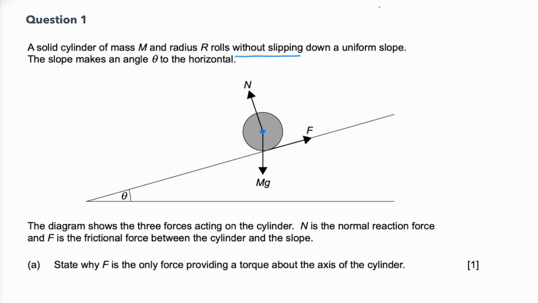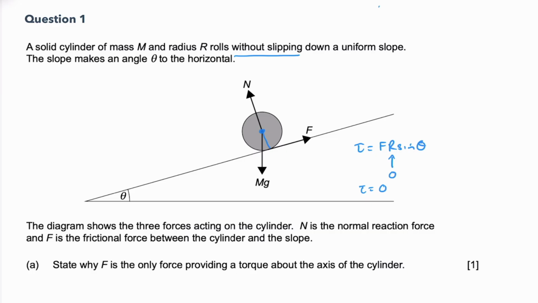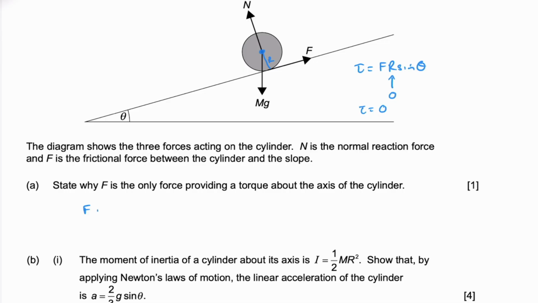The axis of the cylinder is here, and you'll remember that the equation for torque is F r sine theta. r is the distance from the axis, and you'll notice that N acts from the axis and mg acts from the axis. So for both of those forces, the distance from the axis is 0. That means that their torque is 0. F is the only force that acts a distance from the axis. That's our answer.